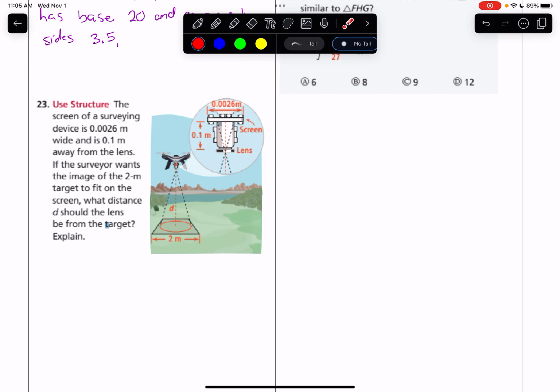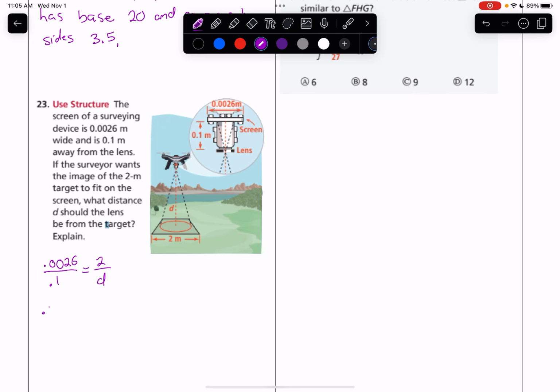So what we can do is we can make a ratio. We can say, all right, if I use the base of a triangle divided by the height of a triangle, so 0.0026 divided by 0.1 meters, that should be the same as the base divided by height of the larger triangle, which would be 2 over d. Then I'm just cross multiplying.